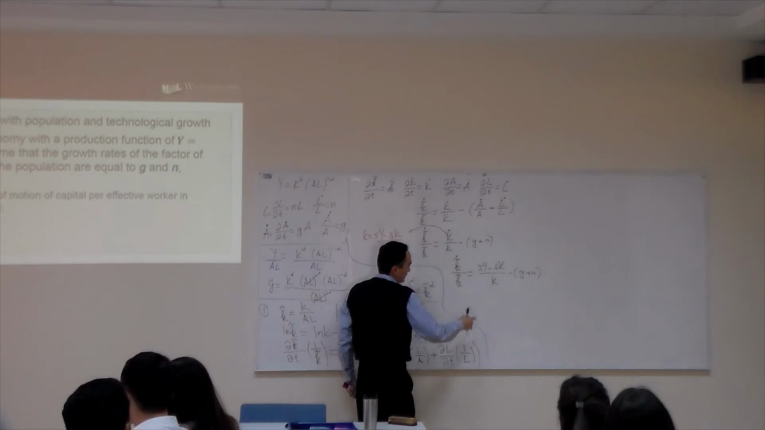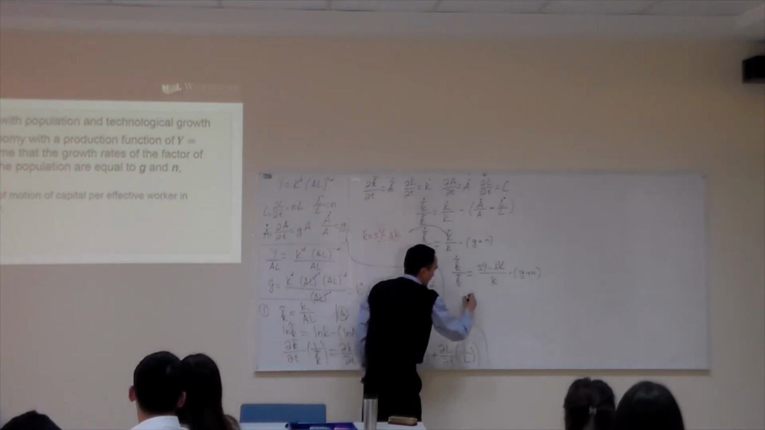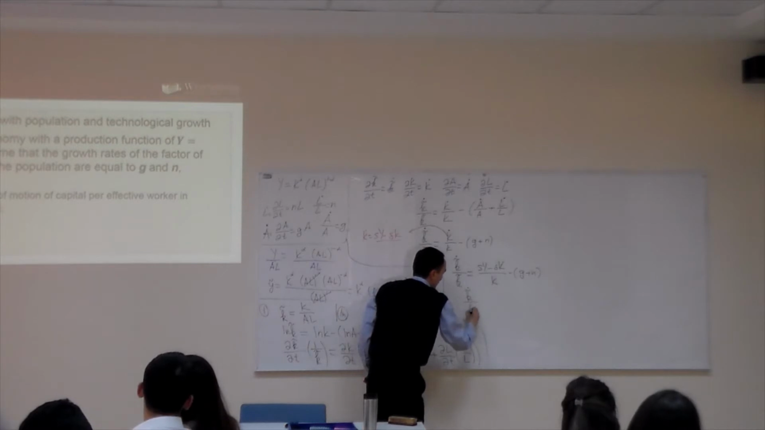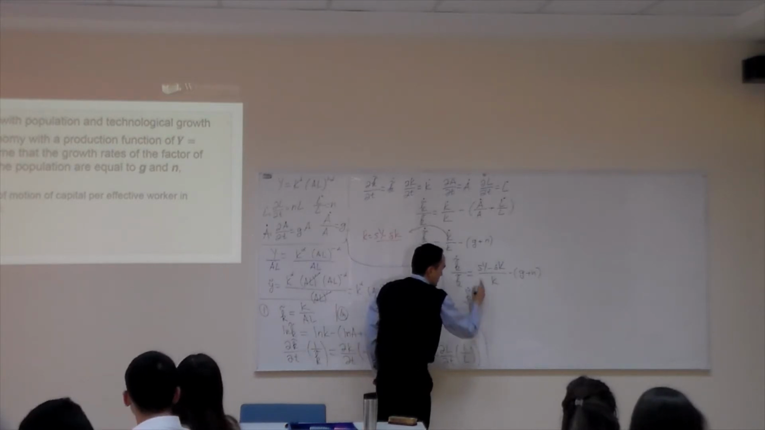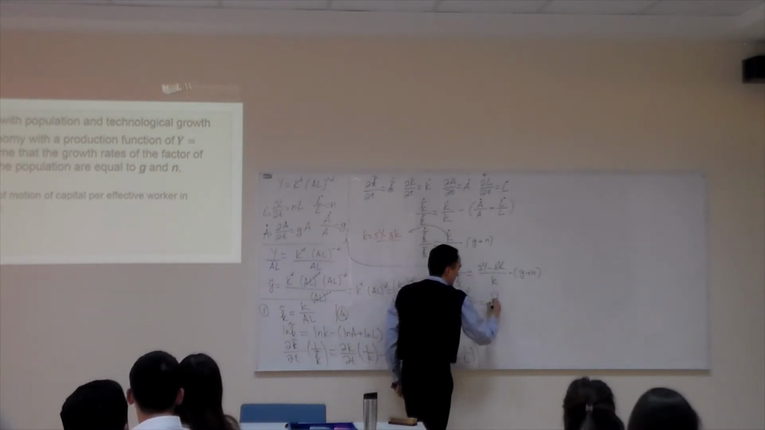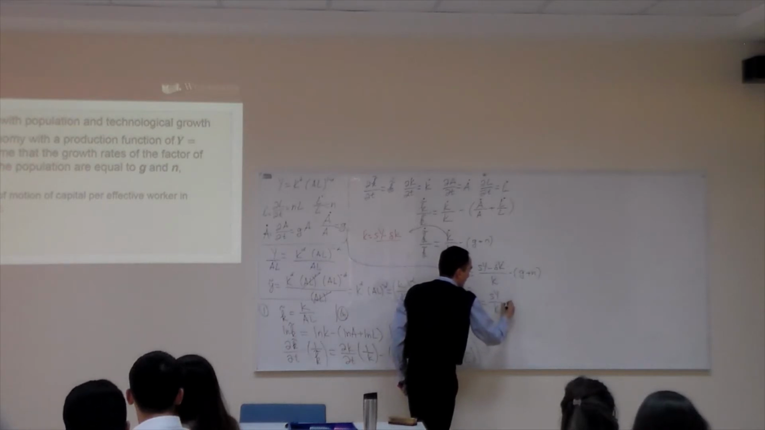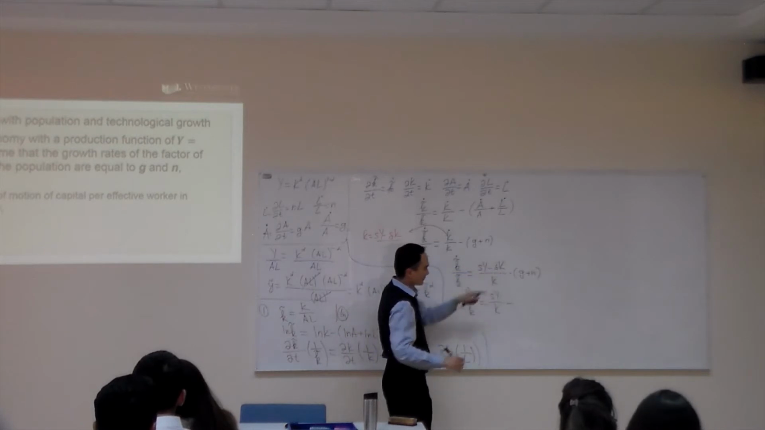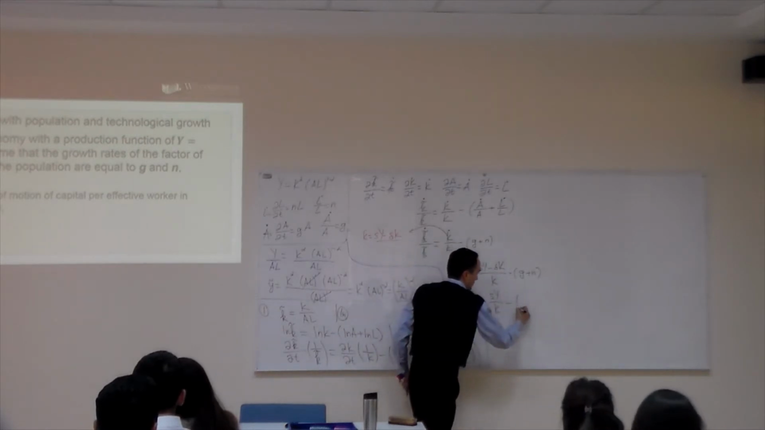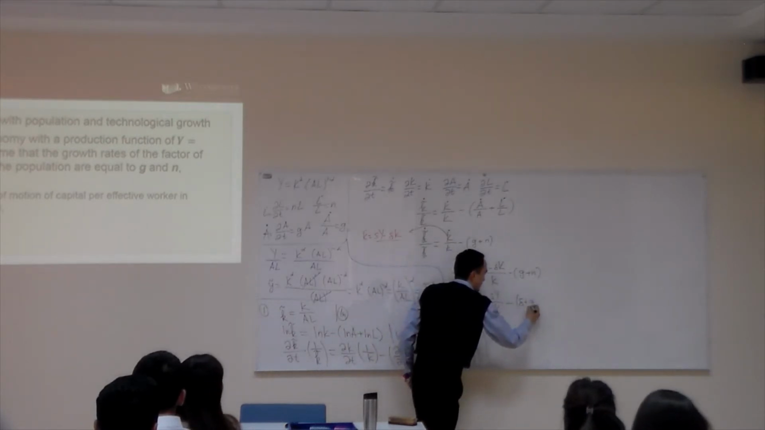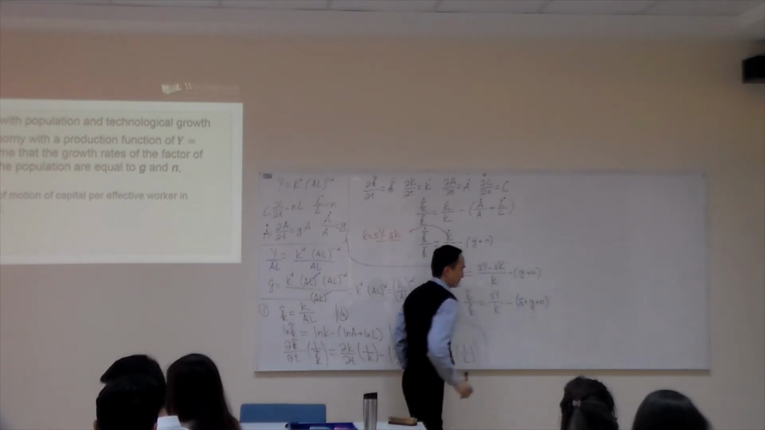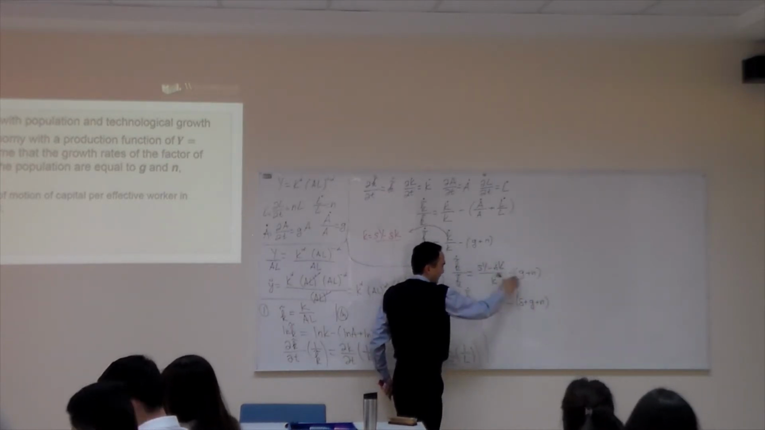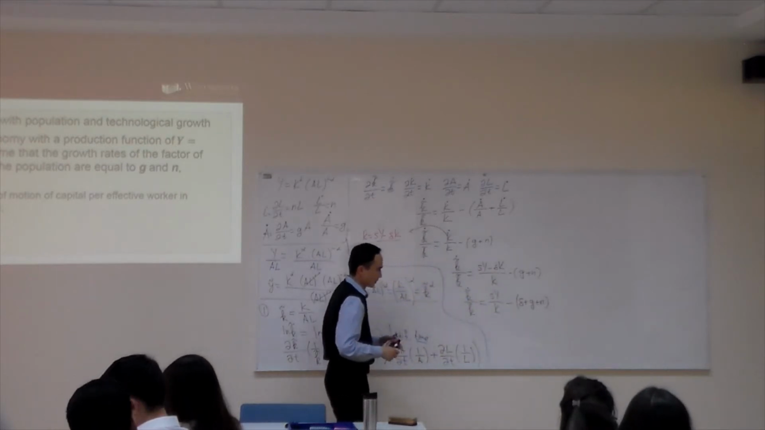So now if we divide it by K, then we have it now. Capital per effective labor change over capital per effective labor is equal to investment over capital stock minus, now we have delta left, right? If I take it in the bracket, so now delta plus G plus N. Can I write it like this? Yes, right? So now it's equal to this one.